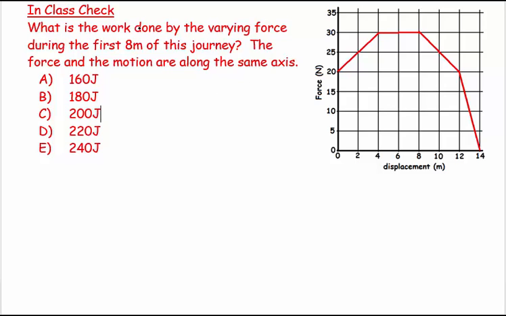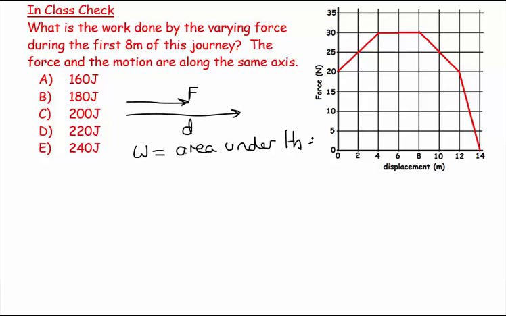So this question says, what is the work done by the varying force during the first 8 meters of this journey? And the force and the motion are on the same axis. So here we have our force, but it changes with position. And here we have our displacement, D. And my work is equal to, well, it's going to be the area under the trace of a force versus displacement graph.